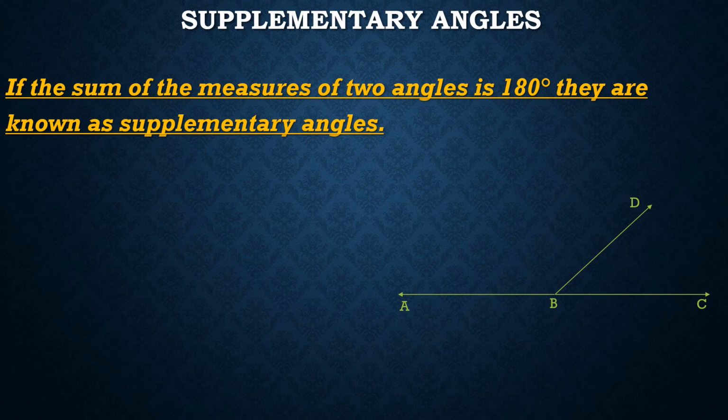Here, angle ABD and angle DBC are a pair of supplementary angles because when we add angle ABD plus angle DBC, we get the answer as 180 degrees. So they are said to be supplementary angles.